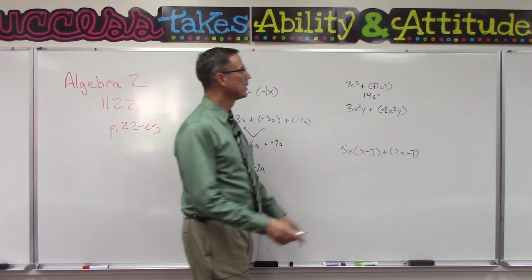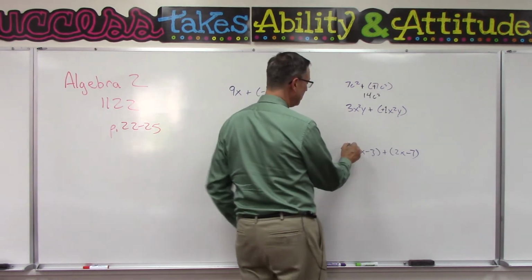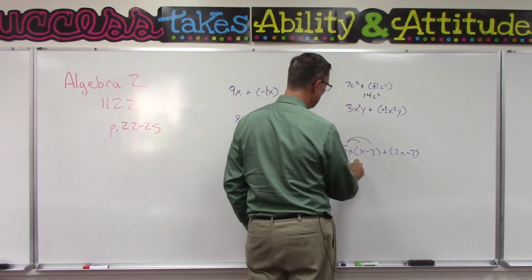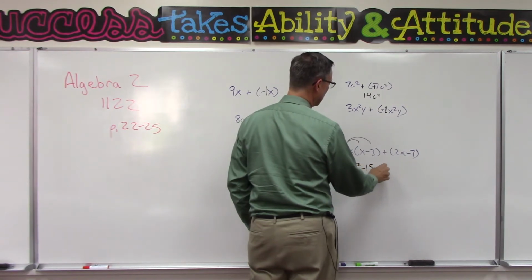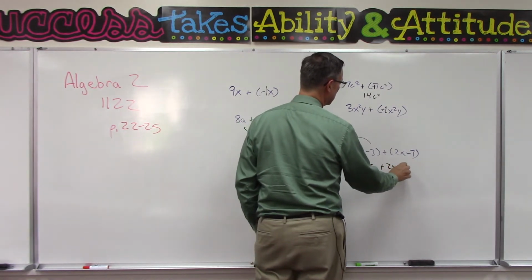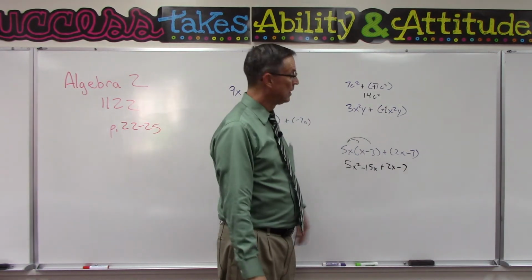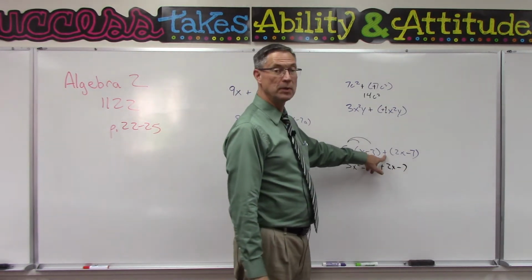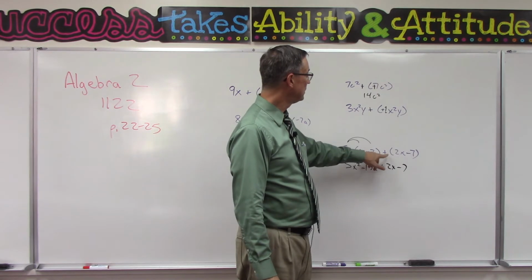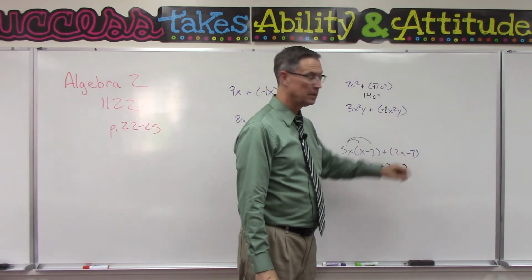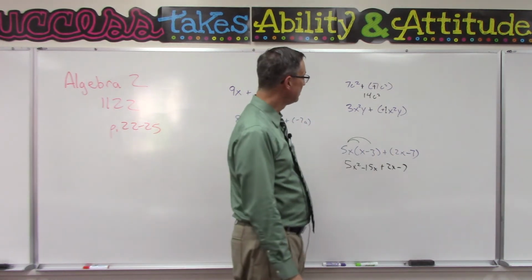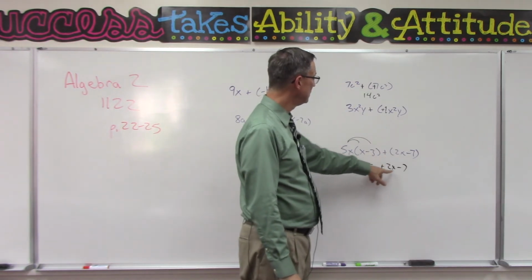Let's do one here where we're combining this polynomial. So I'm going to do distributive property here. Get 5x squared minus 15x plus 2x minus 7. These are easy when it's a plus. If this had been a minus, I would need to distribute that to both of those and change them to their opposites, but I'm doing addition, so this is easy.